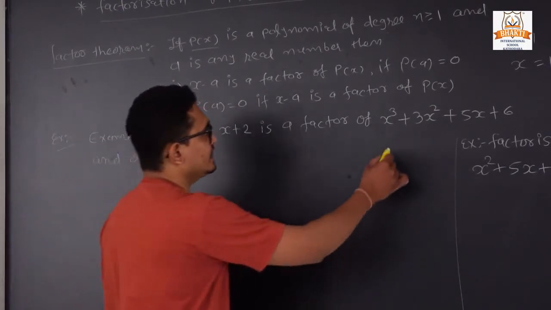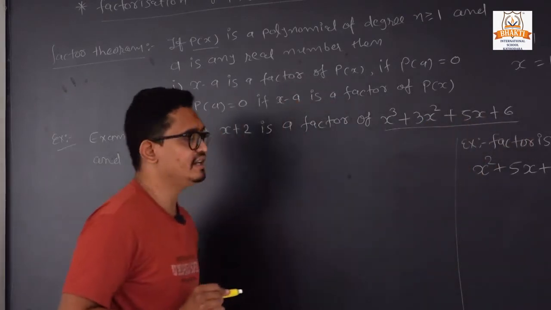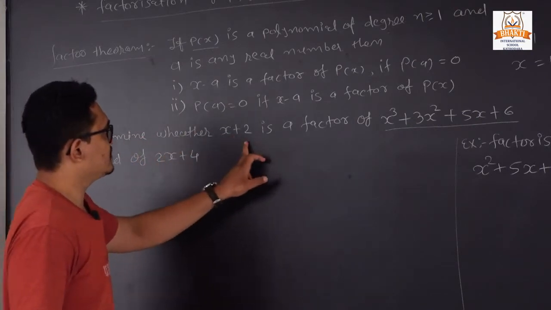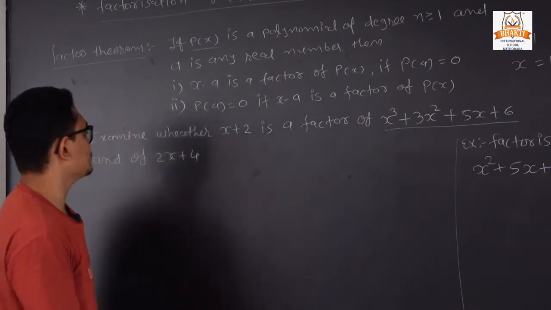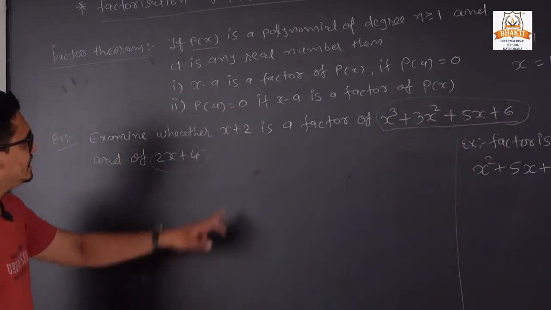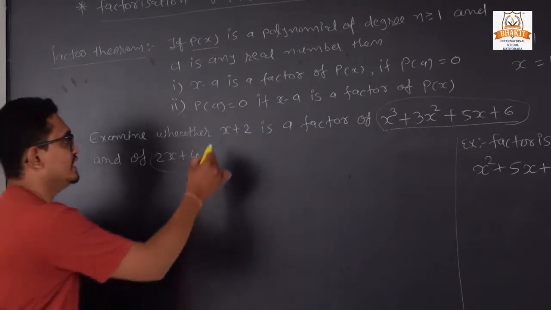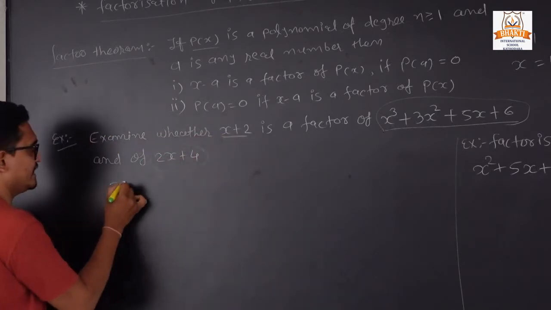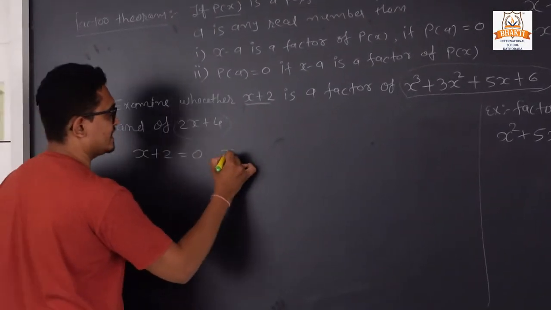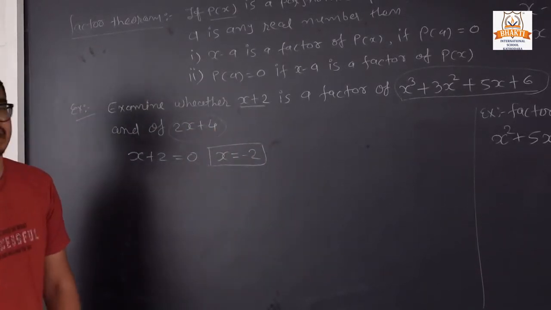Here I am taking x cube plus 3x square plus 5x plus 6. It is our polynomial. They are asking: examine whether x plus 2 is a factor of that polynomial. So first step, we take x plus 2 is equal to 0. Plus 2 goes to the other side, so it becomes minus 2.